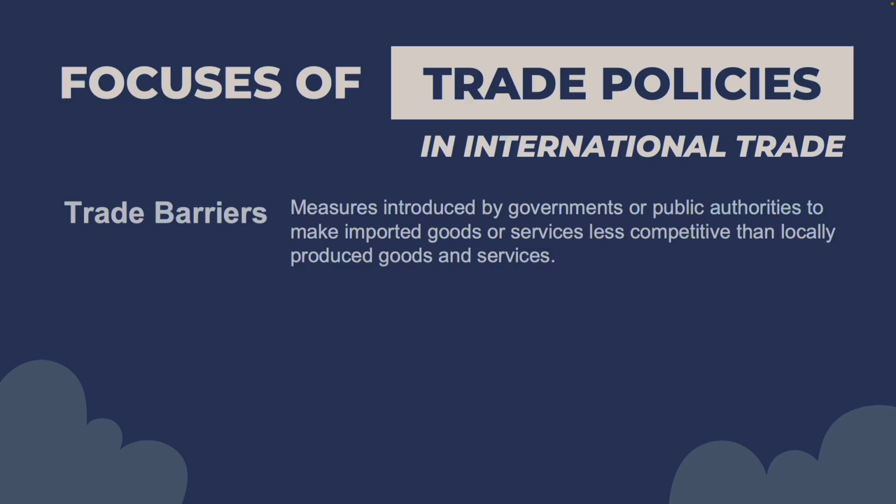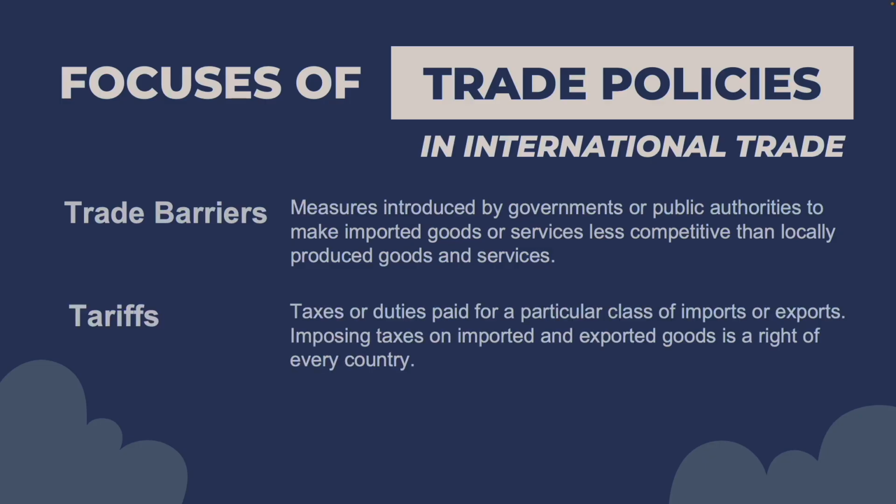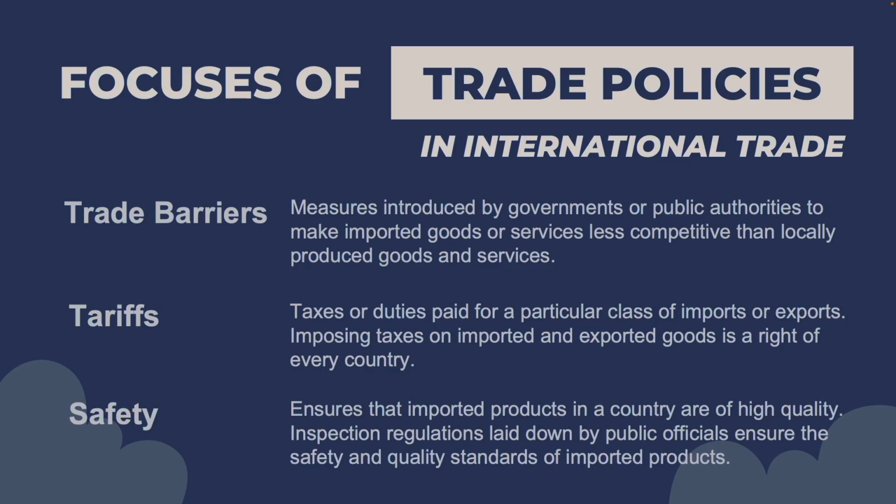Okay. And probably the most common type of barrier mentioned is tariffs. Tariffs, like taxes. Right. The source notes it's considered a country's right to place taxes on imports or exports. Think of it as a specific tax just on, say, steel coming into the country. Got it. And trade policies aren't just about cost, are they? They also cover things like making sure imports are safe or meet certain standards. Yes, absolutely. The material mentions safety as a focus too, things like inspection rules for quality control.